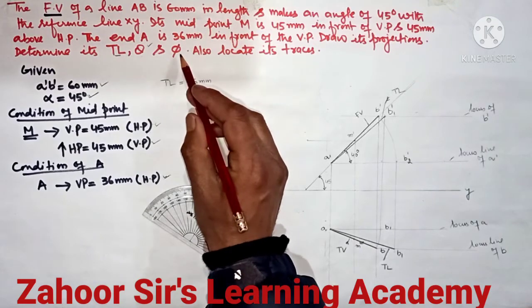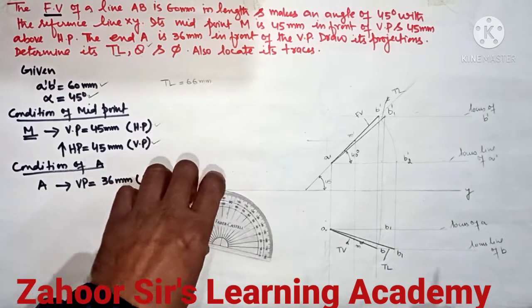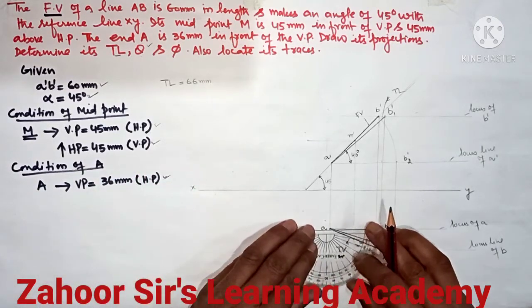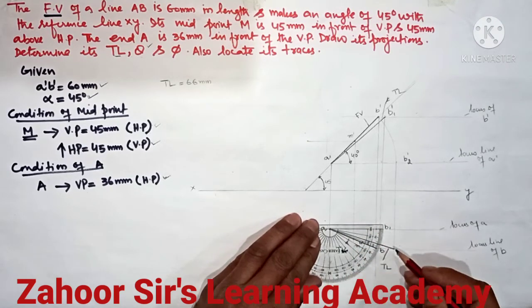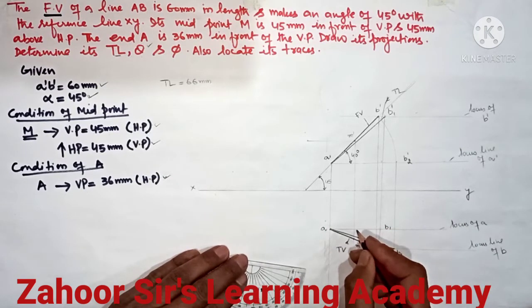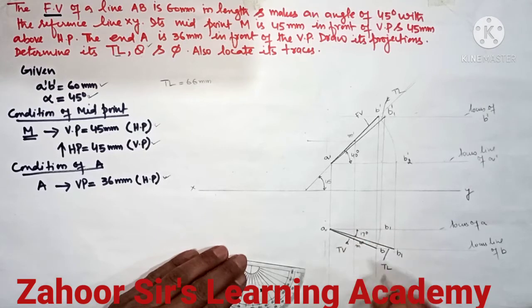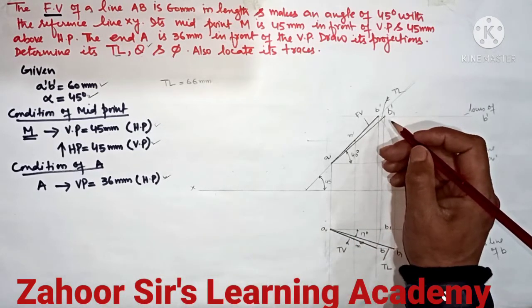Similarly, we need to know the phi. Phi is the angle made by the true length with the VP. So this is in the top view. We will measure this angle also. So it is 17 degree. So this angle is phi, which is 17 degree. So this is what was needed.